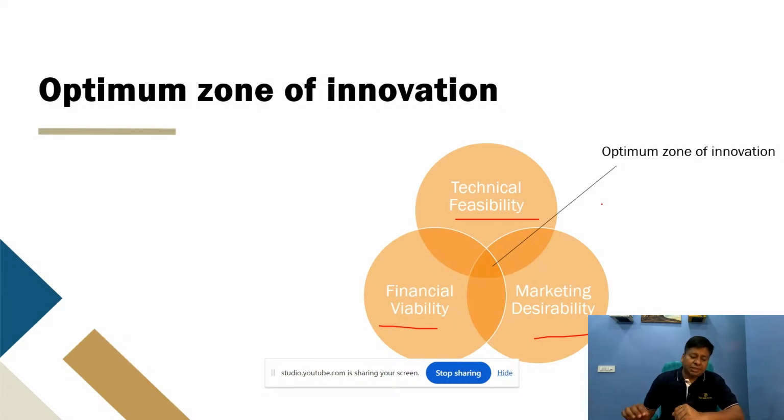Next part is market desirability. Market desirability means the product is desirable in the market. Do we have the customer? And the third part is financial viability. The area where everything meets, the confluence of these three things in a Venn diagram, is called the optimum zone of innovation. See, if we are not in the optimum zone of innovation, that may be a very risky step to develop a product.